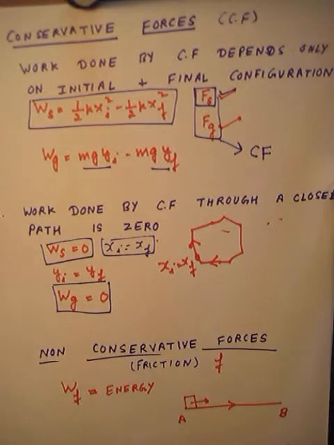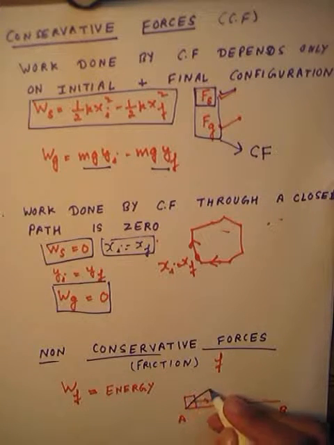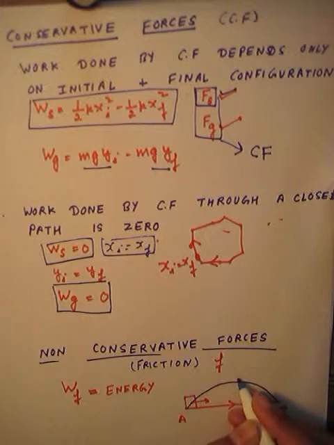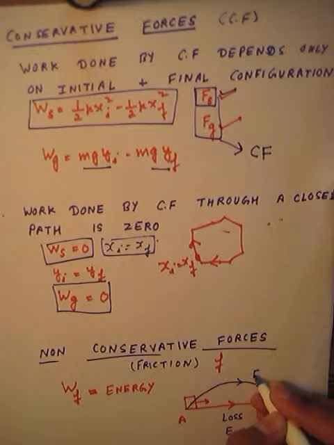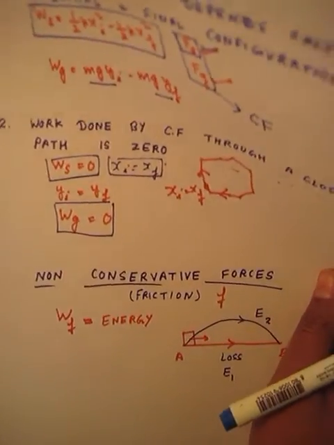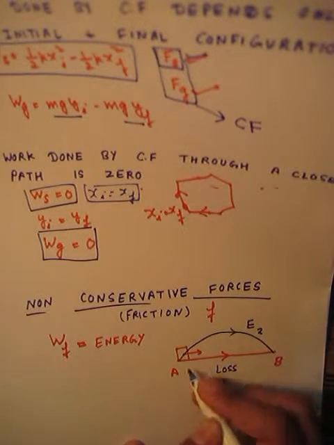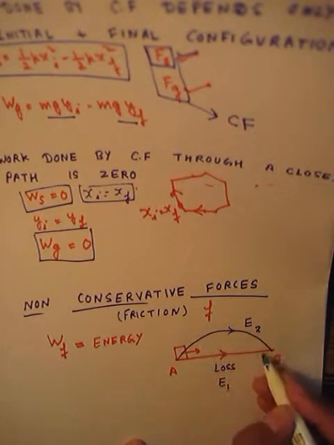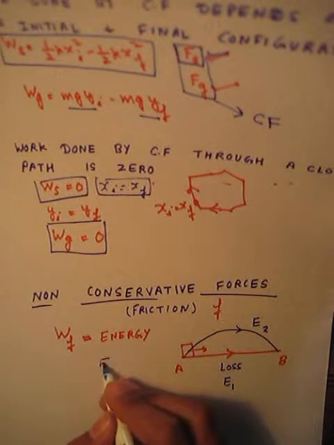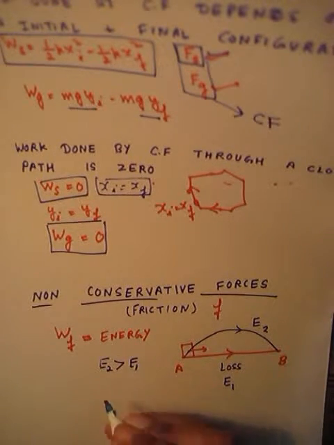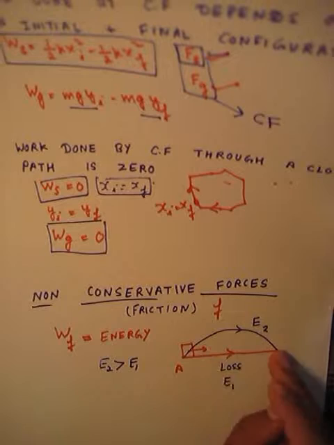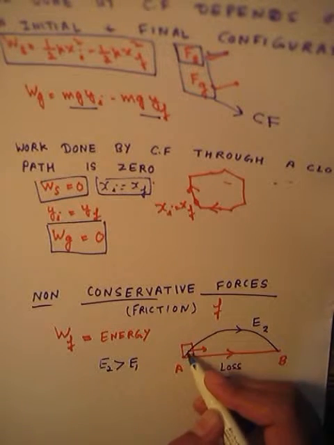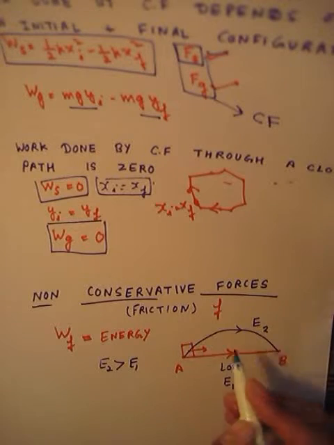But if, on the other hand, this object, instead of traveling in a straight line, travels like this, then if the loss of energy is E1 here and E2 here, the loss will be more when you move a larger distance. So E2 will be greater than E1. This energy depends on the path. It doesn't depend only on the initial and the final points. So the path matters for the frictional force.